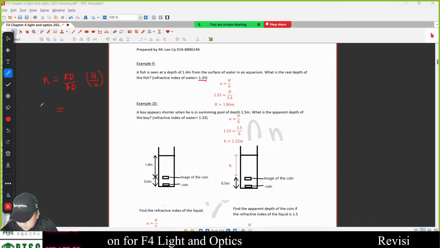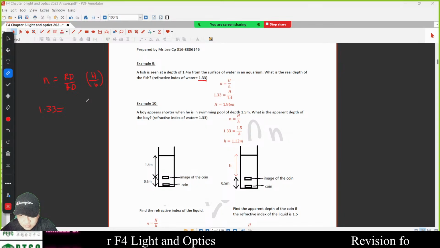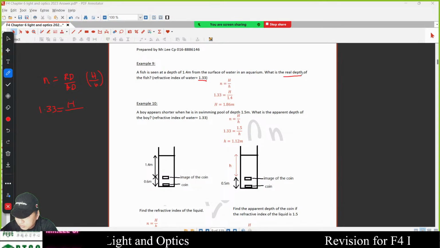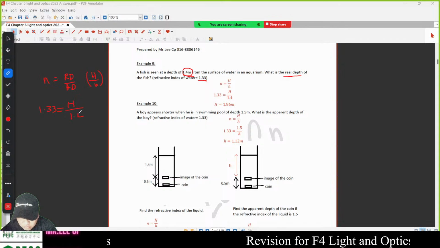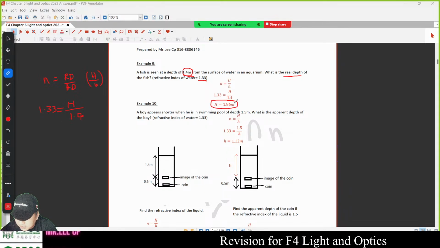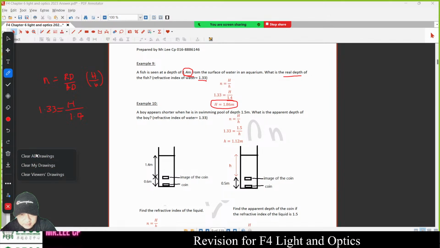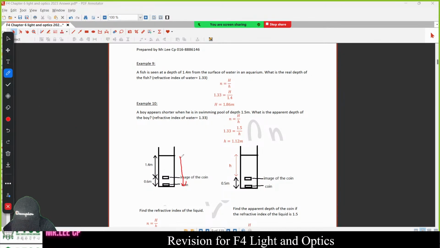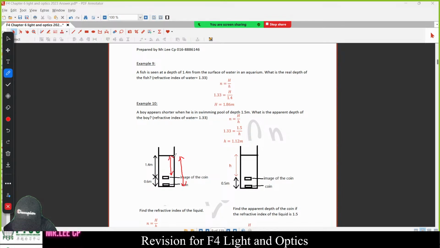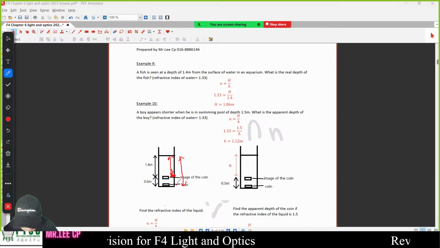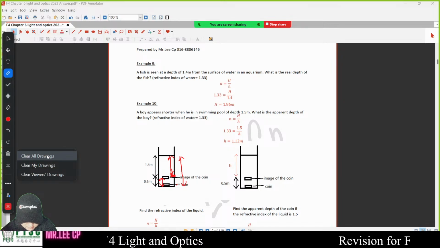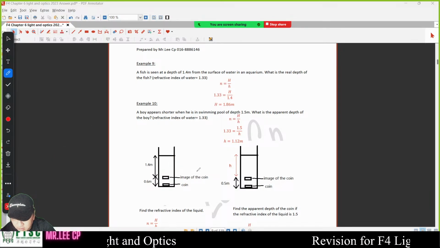1.33 is your refractive index. I'm going to put in 1.33. Real depth, I don't know. You are asking me what is the real depth. So apparent depth is 1.4, seen is the way that it appeared. So you times it up, you get h is 1.86. So easy. Real depth is here, apparent depth is here. Always remember the depth is from the image to the surface, not the image to the bottom. Be careful, many students get this wrong.